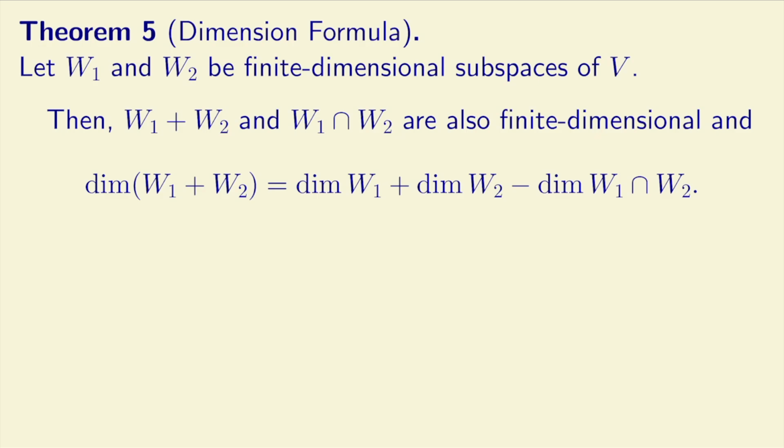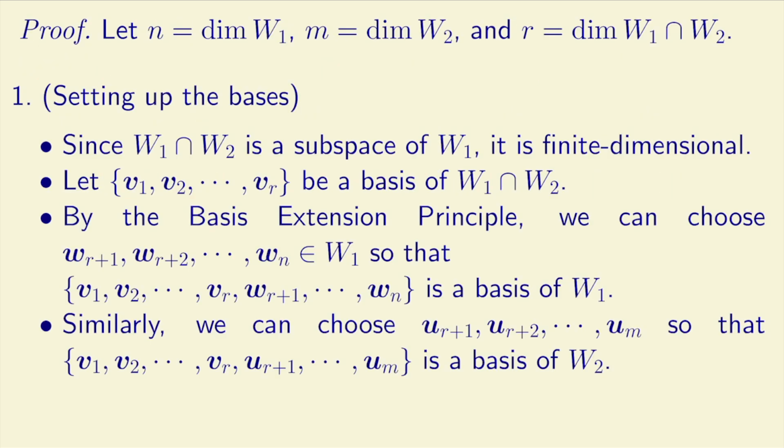We prove this theorem in 5 steps. Let n be the dimension of W1, m be the dimension of W2, and r be the dimension of the intersection W1 cap W2. The first step is setting up the basis. Since W1 cap W2 is a subspace of W1, and also a subspace of W2, it is finite dimensional, because a subspace of a finite dimensional vector space is also finite dimensional.